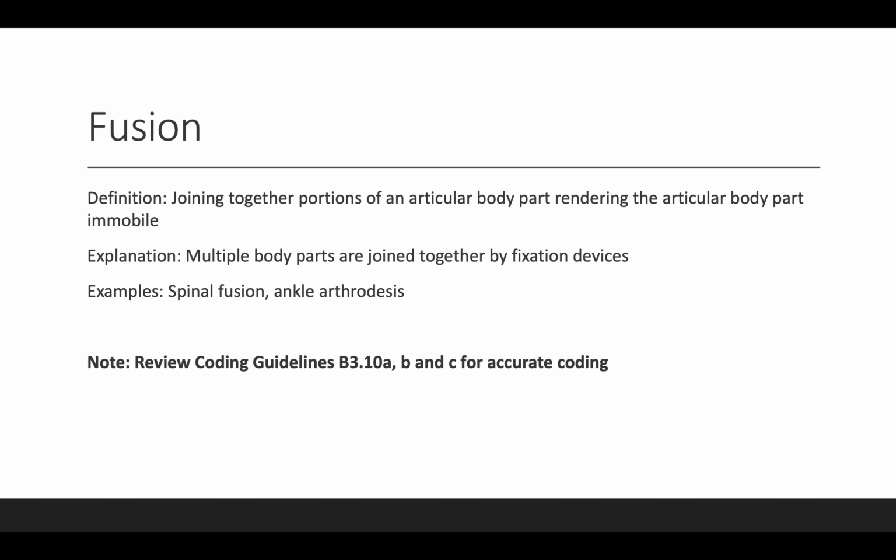Fusion, root operation. Definition: joining together portions of an articular body part, rendering the articular body part immobile. The explanation is multiple body parts are joined together by fixation devices. Most common is fusing a joint, such as spinal fusion and ankle arthrodesis. There are some specific coding guidelines, B3.10A, B, and C. Please use these for accurate coding, as they give instructions on how to use the character 6 body part or character 6 device characters.